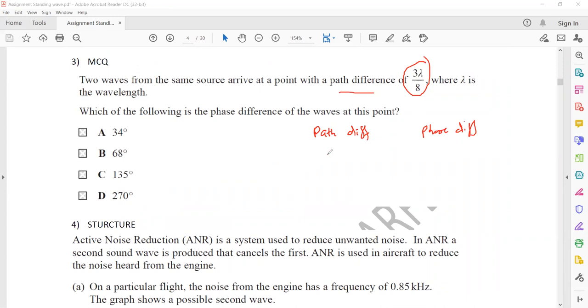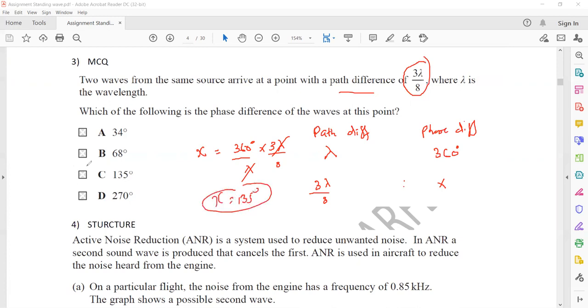When the path difference is lambda, the phase difference will be 360 degrees or 2 pi radian. Now the path difference is 3 lambda by 8, and the phase difference is x. We cross multiply, so x equals 360 multiplied by 3 lambda by 8, divided by lambda. So lambda will cancel with lambda. When we find 3 by 8 of 360, that comes out as 135 degrees. So C will be the phase difference between the two waves. Is it clear?